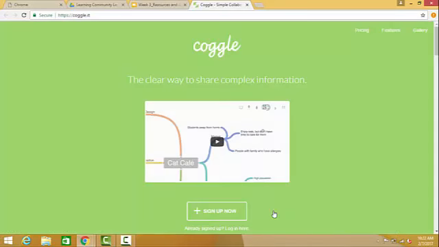Coggle is very similar to what you were talking about with, would you call it a Lucidchart? Lucidchart. I've actually never heard of that. I'm going to play with it. But it's a very, very similar idea.